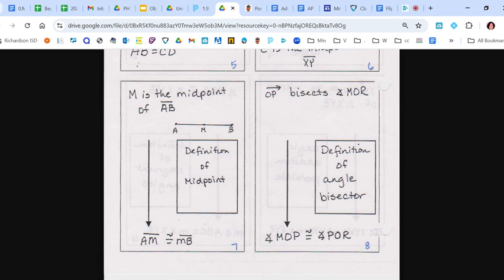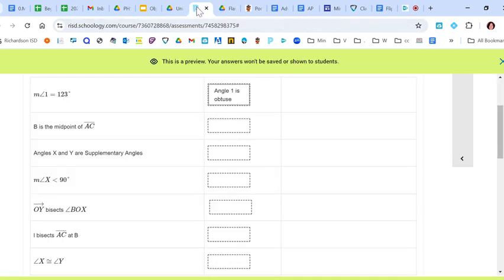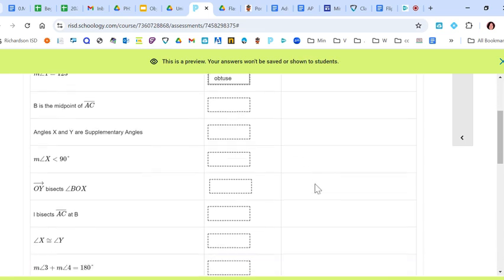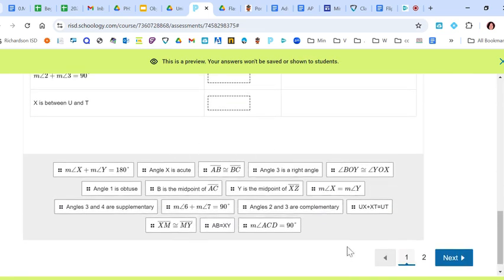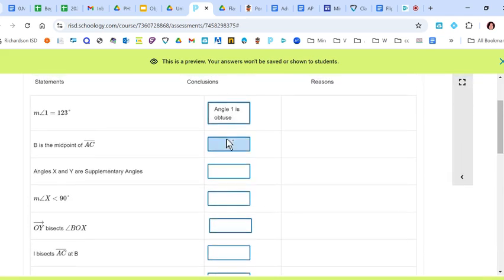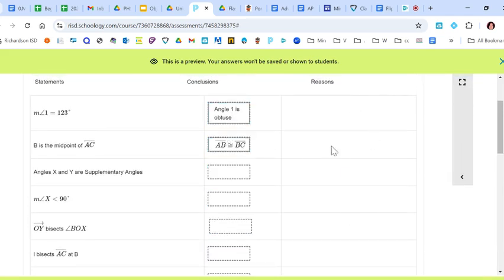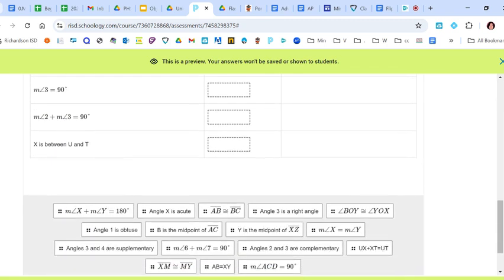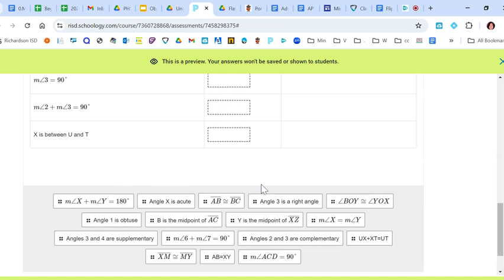Got it? And you can go vice versa. I can go AM is congruent to MB, therefore M is a midpoint of AB by definition of midpoint. I can always use it backwards as well. So in this case over here, I have B is a midpoint of AC, so I know what two are congruent. Which two are congruent? AB is congruent to BC, right? So I'm going to scroll up here and drop it right down. So I know we can't get to the reasoning part, but when you get to the reasoning, it's definition of midpoint. And that's going to be as an option on the bottom. We're clear on that? Okay?